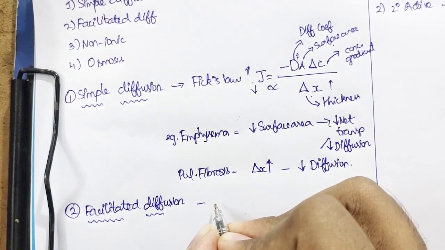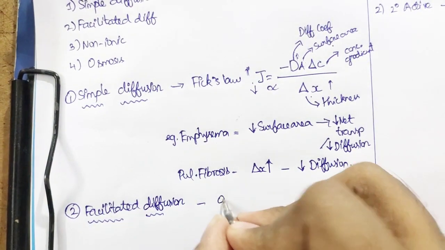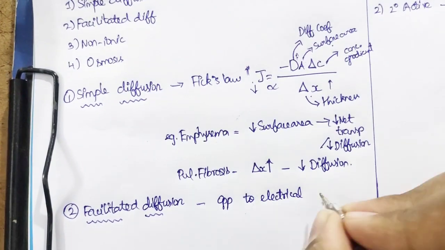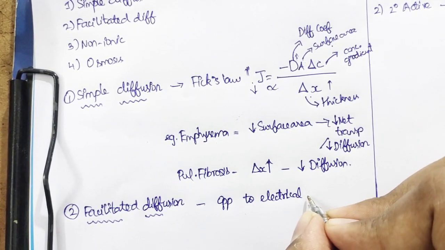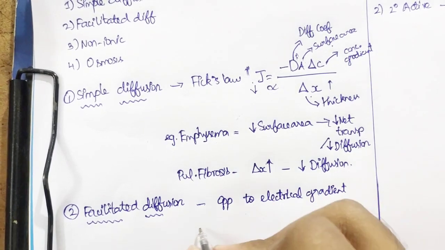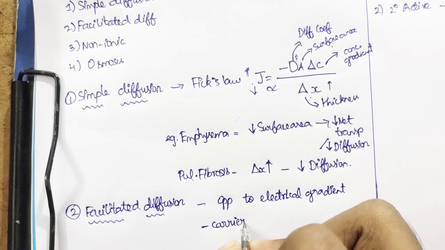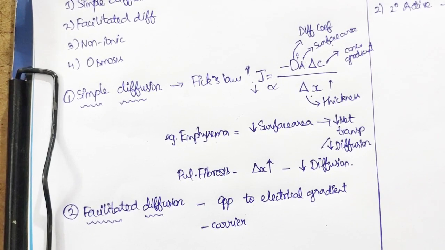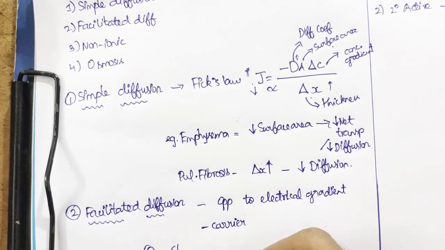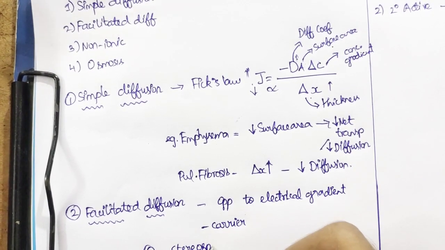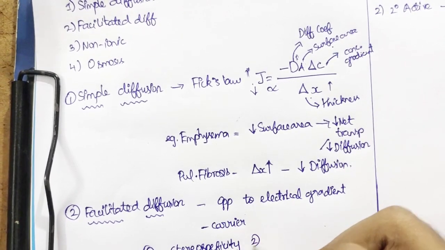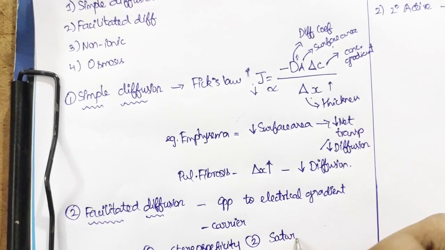Facilitated diffusion occurs in the direction opposite to the electrochemical gradient, but it never uses ATP. That's the difference. So what does it use for the transport? Yes, there will be a carrier media. This carrier media always follows two rules. It is always stereospecific. That is stereospecificity. The next rule is it follows saturation kinetics.